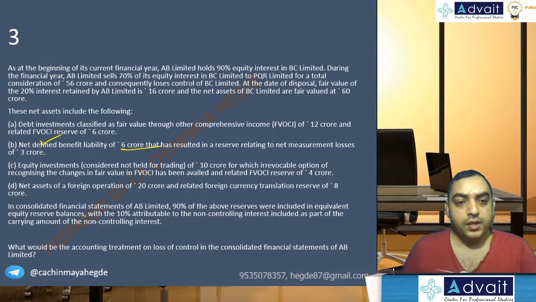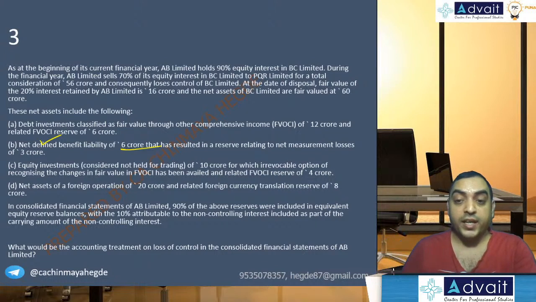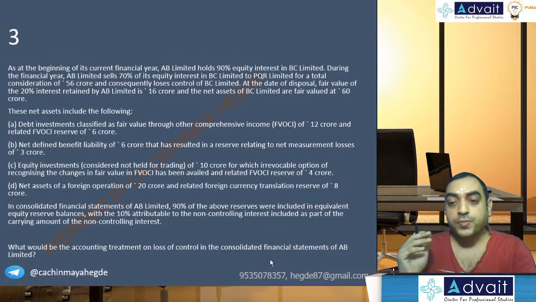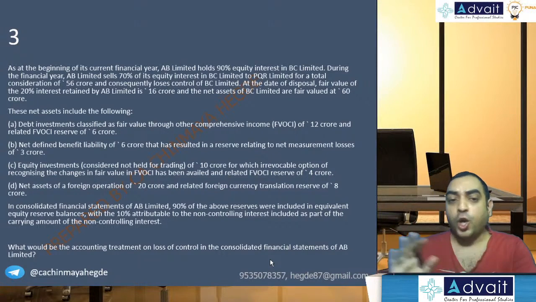Second point. Net defined liability of 6 crores that has resulted in a reserve relating to net remeasurement loss of 3 crores. Now, remeasurement loss is not to be recycled. It will go to the reserves directly. It will not come to P&L account, as per Ind AS 19.